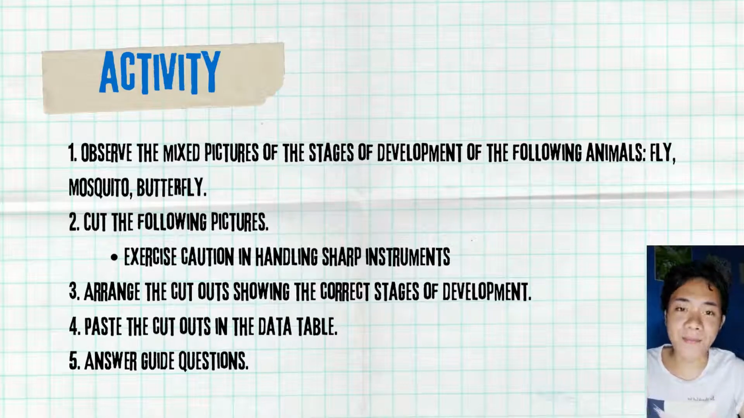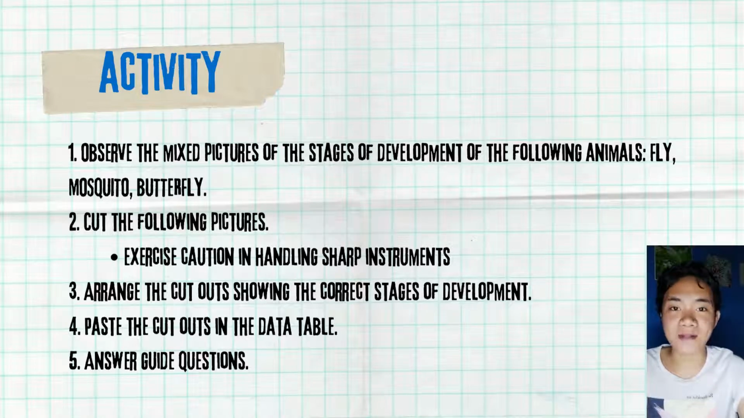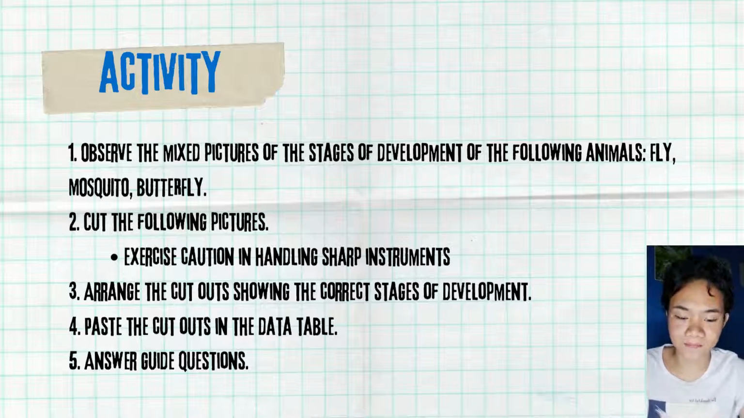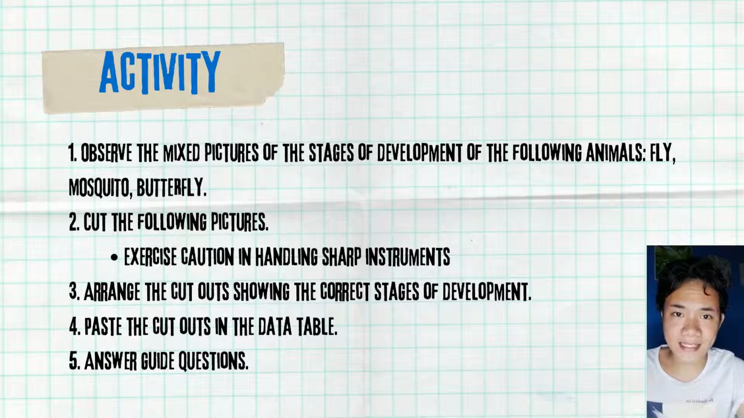The activities in this topic are: first, observe the mixed pictures of the stages of development of the following animals: fly, mosquito, and butterfly. Second, cut the following pictures. Exercise caution in handling sharp instruments. Third, arrange the cutouts showing the correct stages of development. Fourth, paste the cutouts in the data table. And lastly, answer guide questions.